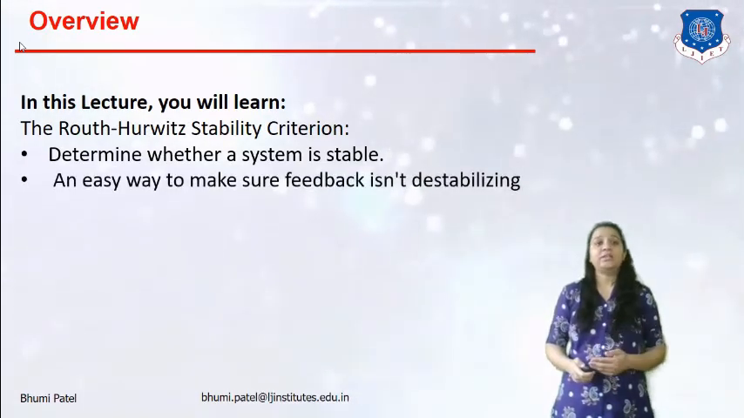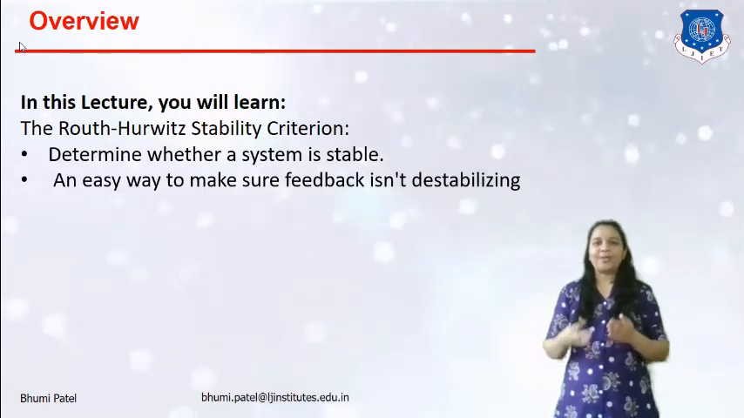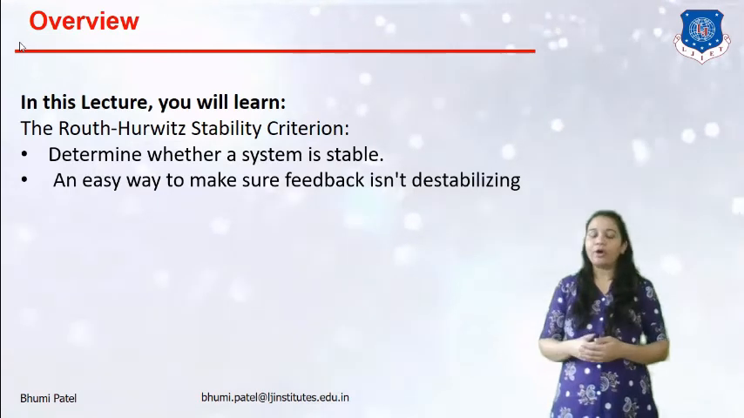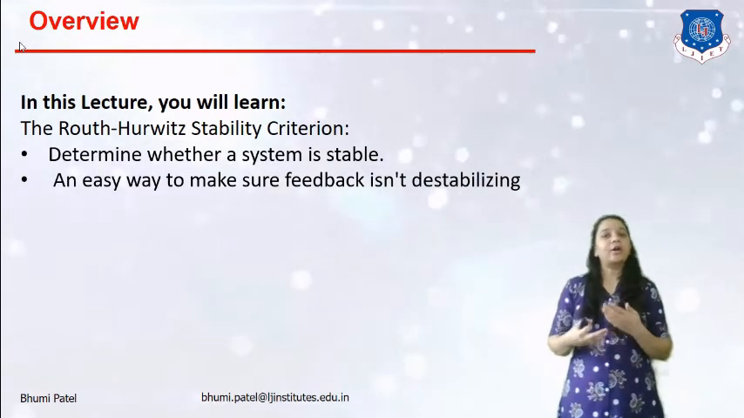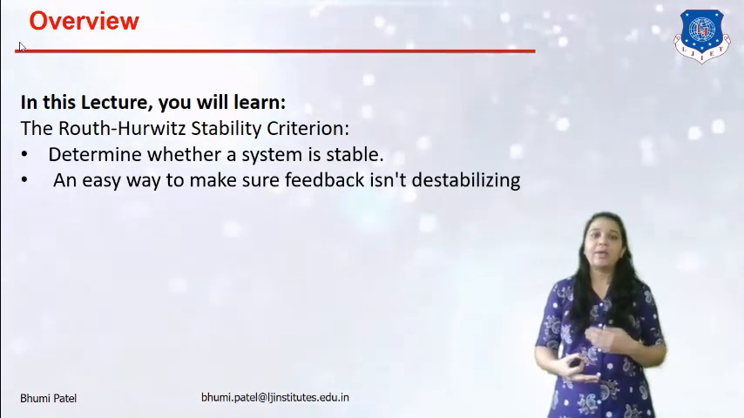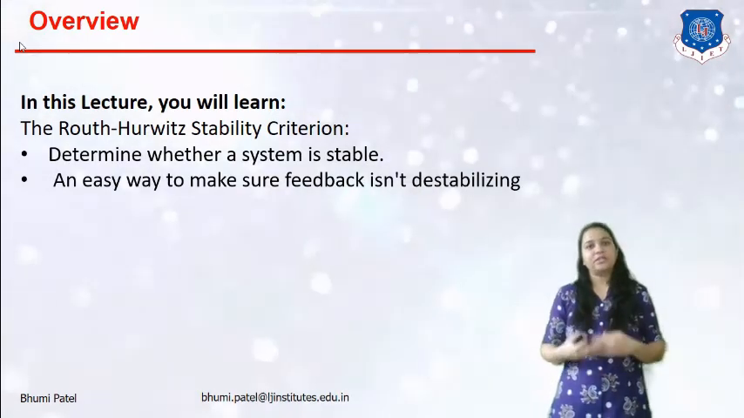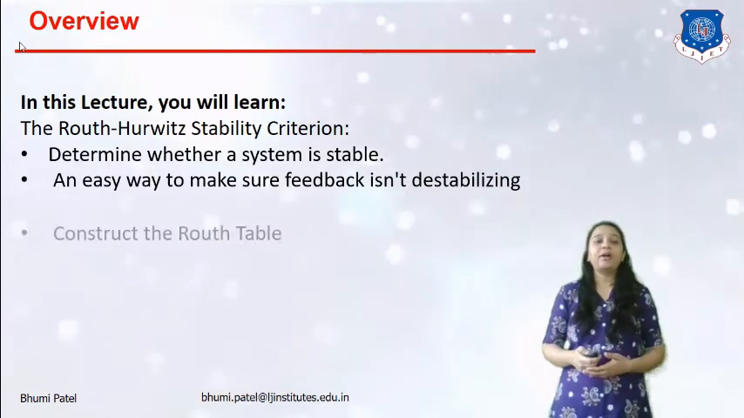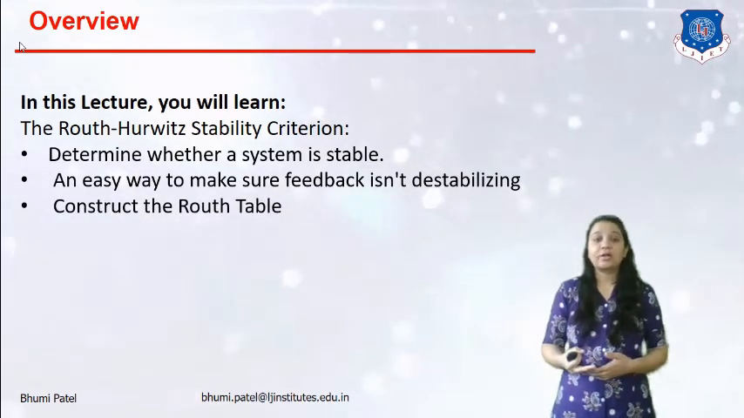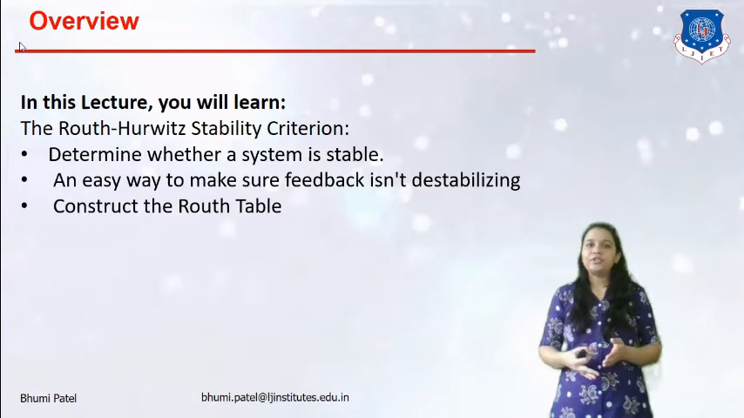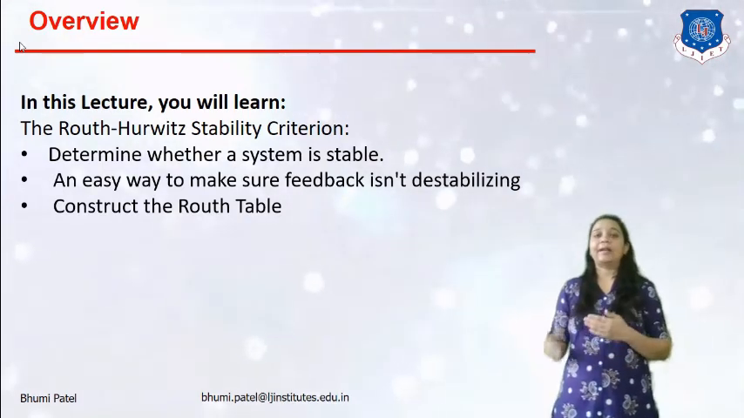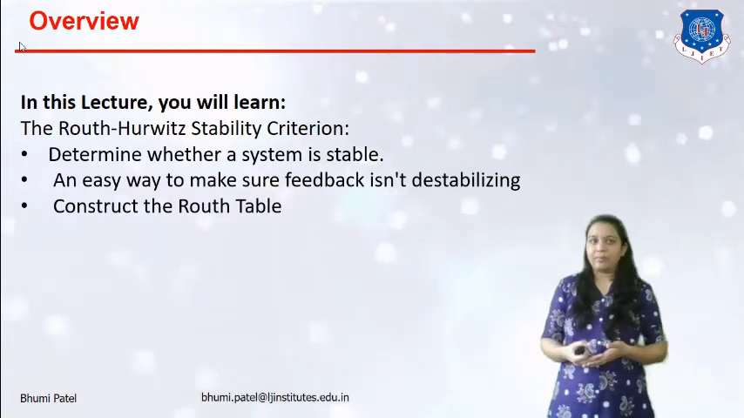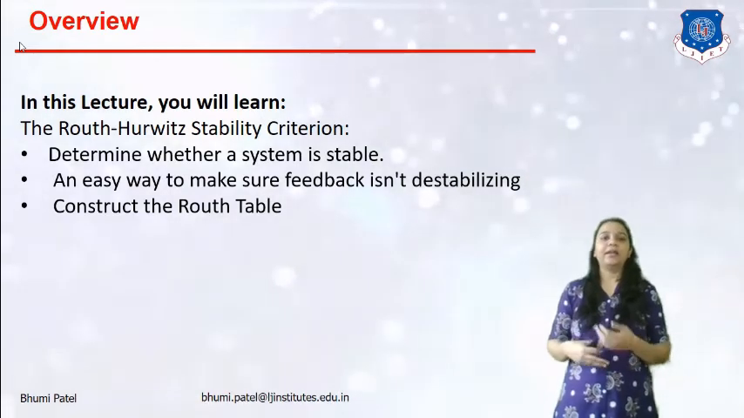The next one is an easy way to make sure a feedback is not destabilizing, because we can generally use a closed loop control system, and in a closed loop control system we have compulsory use of a feedback element. And the third one is we can construct a Routh table using the Routh-Hurwitz stability criteria and find out whether the system is stable, unstable or critically stable.